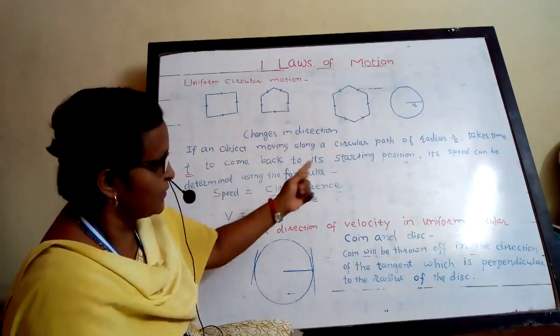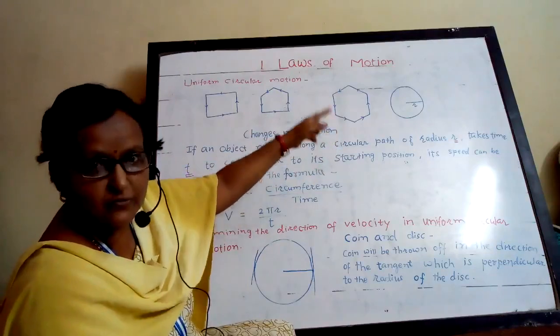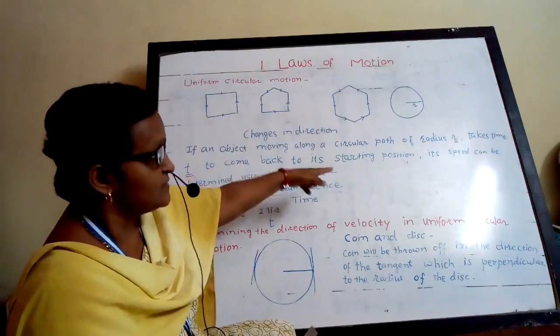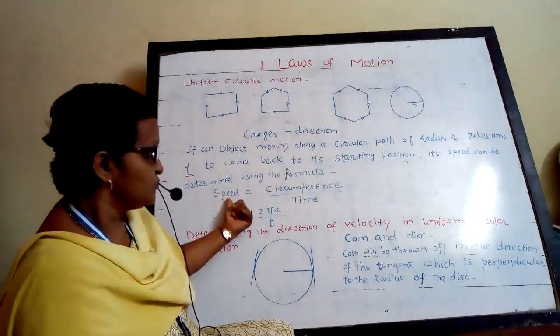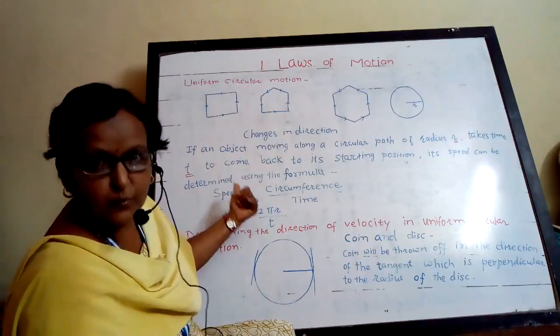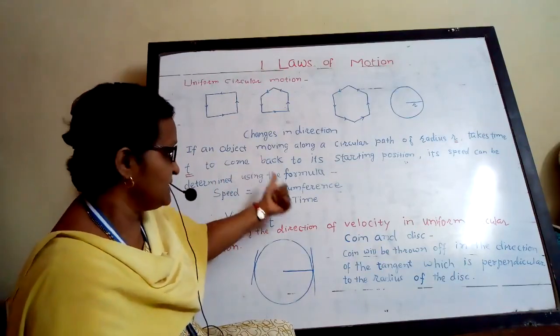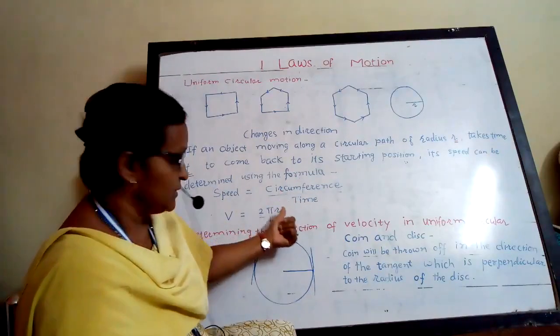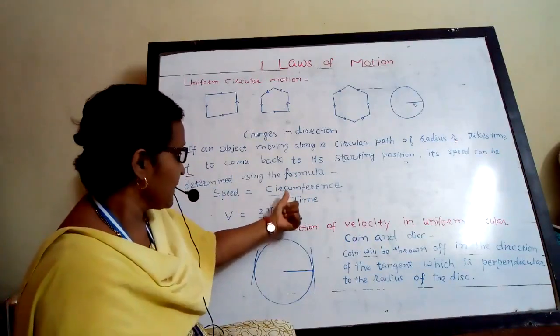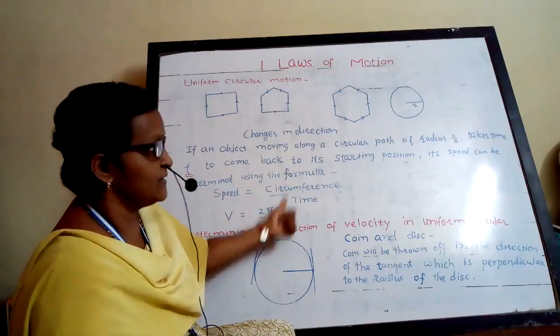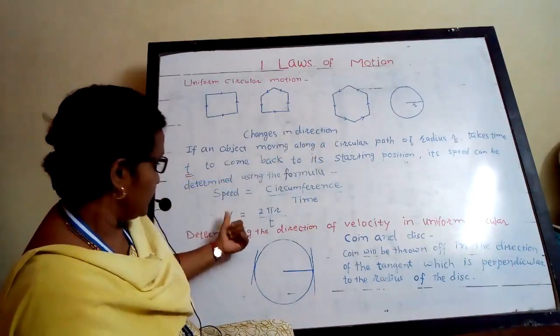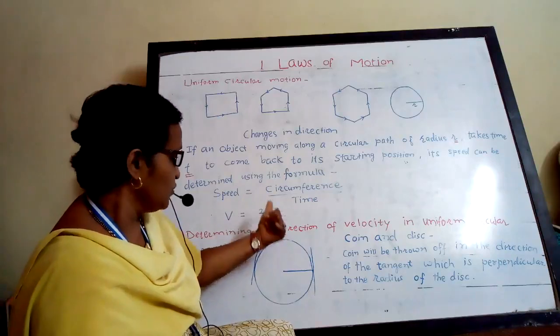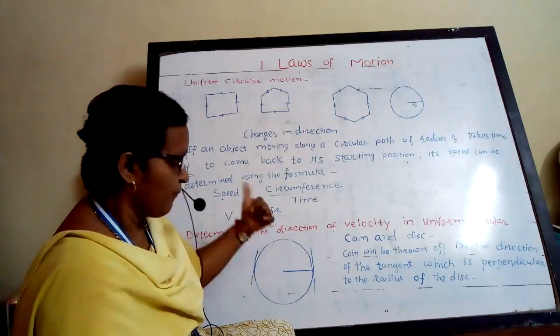How much distance has it covered? It has covered the distance of the circumference of the circle. So the speed of the object moving in a circular path is equal to circumference upon time. Now you know the formula of circumference is 2 pi r, where r is the radius of the circle. So velocity is equal to 2 pi r upon t.